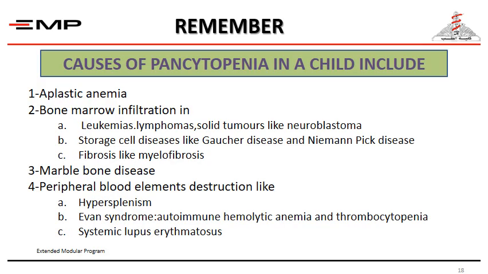However, remember that pancytopenia is not only aplastic anemia. It may result from bone marrow infiltration in leukemias, lymphomas, solid tumors like neuroblastoma, infiltration with storage cells in storage diseases like Gaucher disease and Niemann-Pick, and infiltration with fibrosis like in myelofibrosis. It may complicate diseases like marble bone disease. It can result from peripheral blood elements destruction like hypersplenism, Evans syndrome, autoimmune hemolytic anemia and thrombocytopenia, and systemic lupus erythematosus. So differential diagnosis is important to think about.